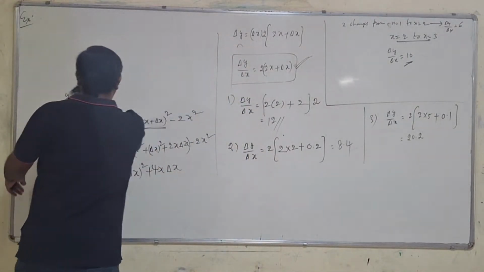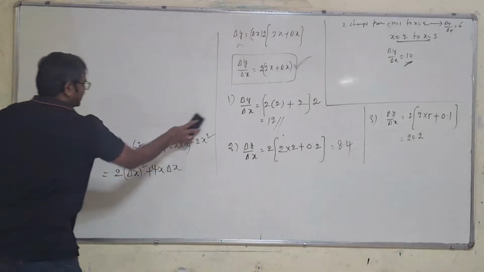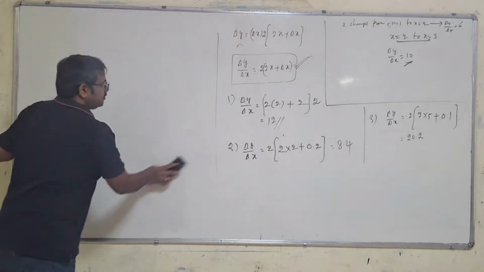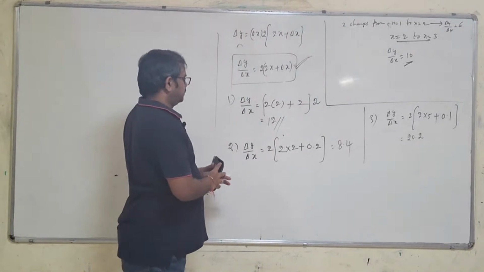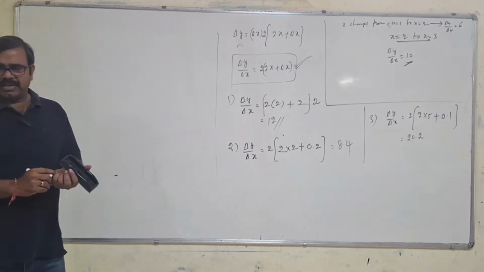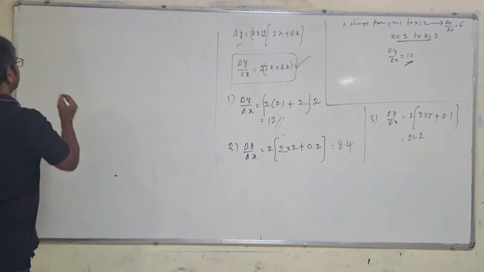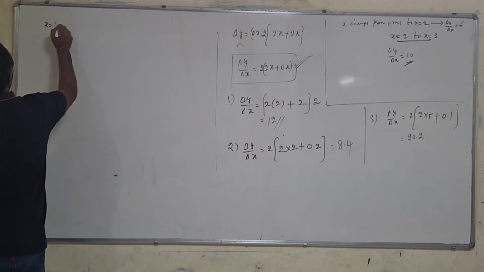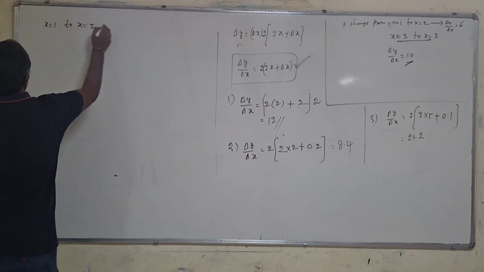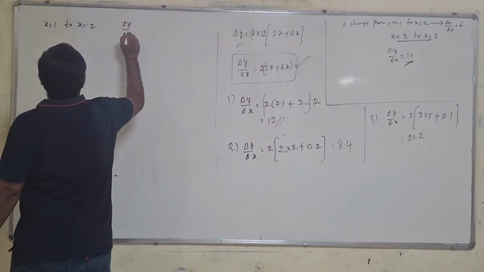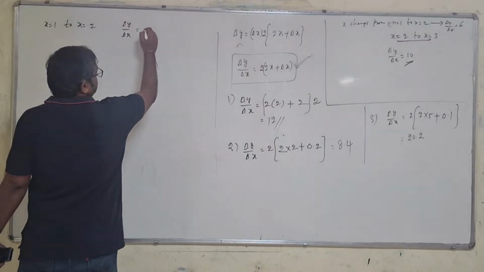Look at the same function again. The story is not over yet. So between x is equal to 1 and 2, from x is equal to 1 to x is equal to 2, what did we get? Delta y by delta x equal to? How much did we get?